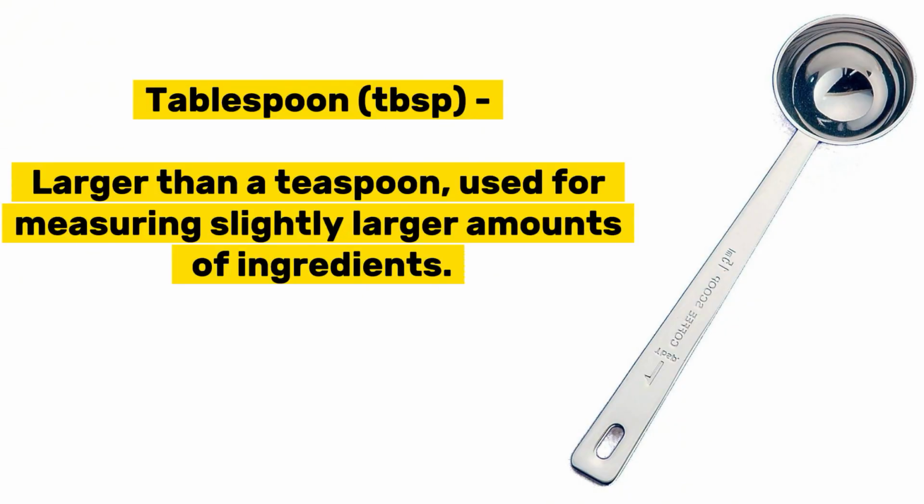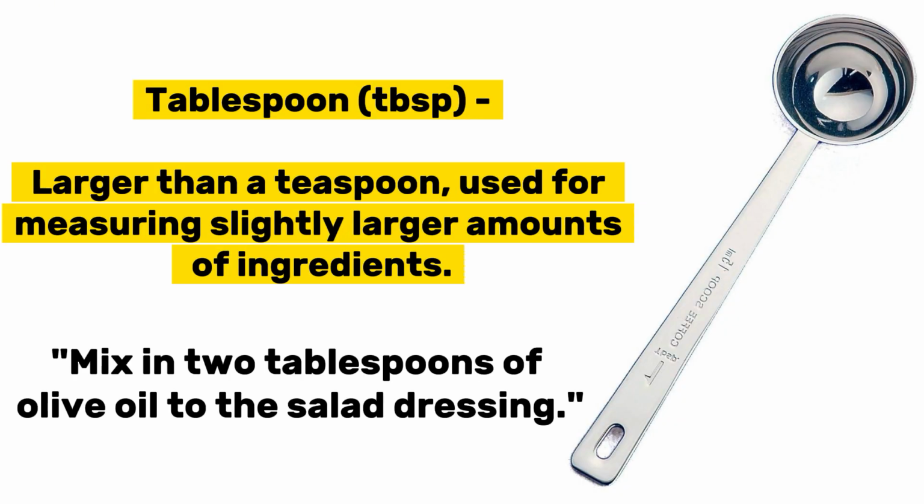Second, tablespoon. A tablespoon is larger than a teaspoon, used for measuring larger amounts of ingredients. For example, mix in 2 tablespoons of olive oil into the salad dressing.